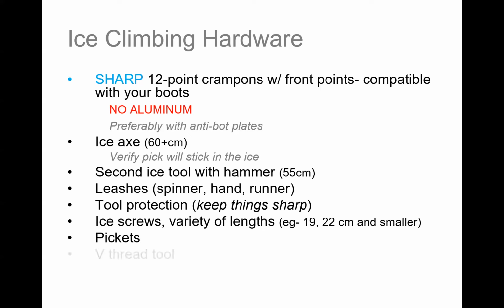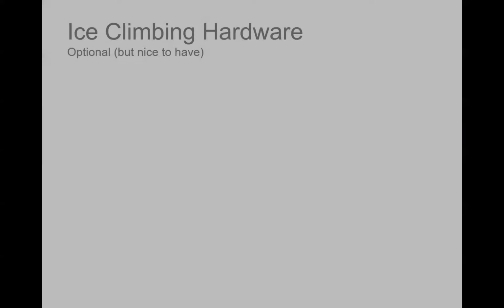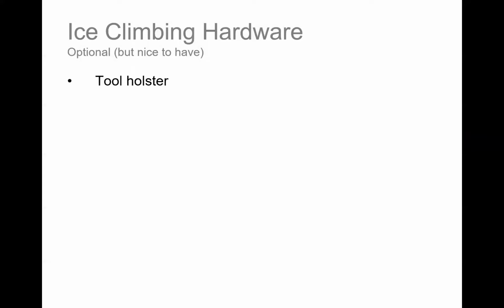Pickets, V-thread tool. I'll explain that in a little bit. And these are kind of optional items, but they're kind of nice to have. Tool holster, there's a variety of styles. The ones I really like on the market look like a plastic carabiner, if you will, and they loop into most hip belts, and they literally clip tools and ice screws and pickets onto your harness or onto your pack.